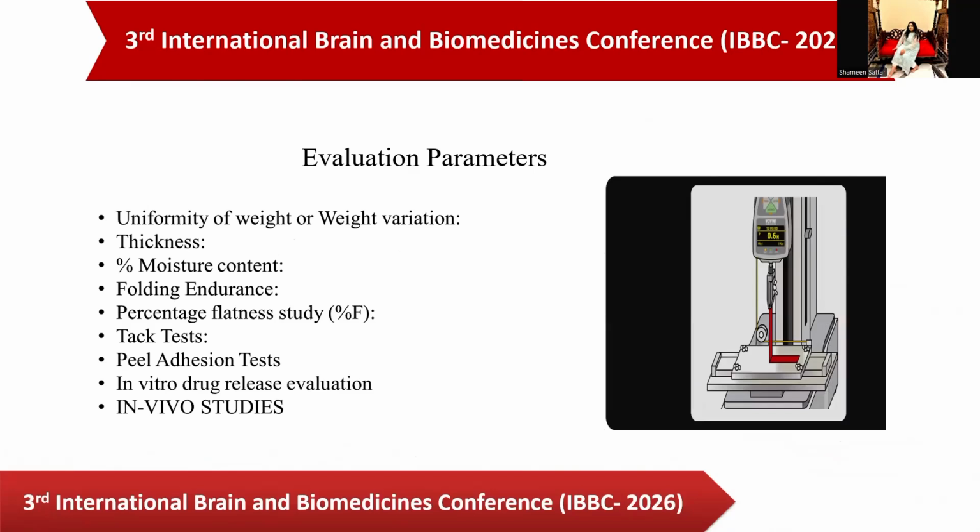What are the evaluation parameters for the drug and adhesive patch? First of all, uniformity of weight variation and thickness, which is measured using a vernier caliper at three points, the center and from the sides as well. Moisture content: the patch is cut to size and placed in a desiccator, and the initial weight minus the final weight divided by the initial weight is multiplied by 100. Folding endurance, which is the folding capacity of the patch until it breaks. Percentage flatness test, tack test, and the peel adhesion test.